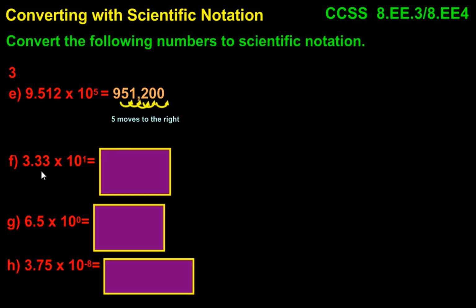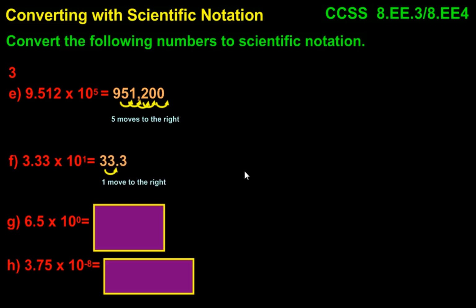For F, we have 3.33 times 10 to the 1. Remember, the exponent next to the 10 told you how many times you moved, so it also, in this case, tells you how many times you have to move. If it's a positive exponent, you're moving to the right. If it's a negative exponent, you're moving to the left. So we have a positive 1, so we're going to move this decimal one jump to the right. And that's going to give us 33.3.